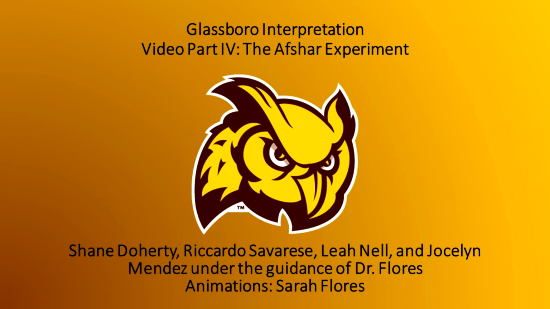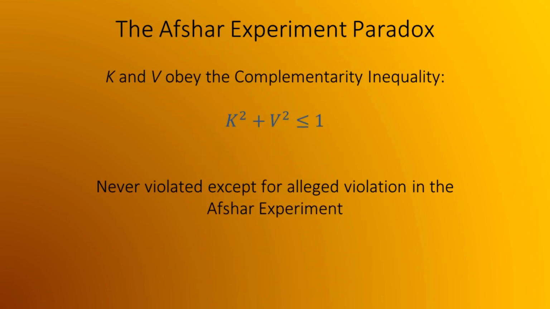In our fourth and final video, we will be using the Glassboro interpretation to ultimately resolve the Afshar experiment paradox. To quantify wave-particle duality, we introduce two parameters: a particle parameter K, which-way information, and a wave parameter V, visibility.